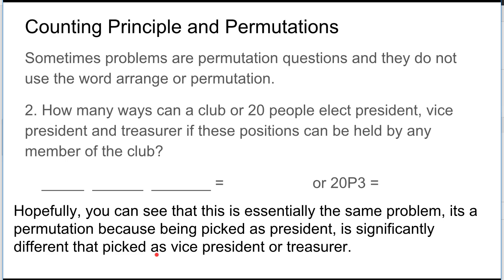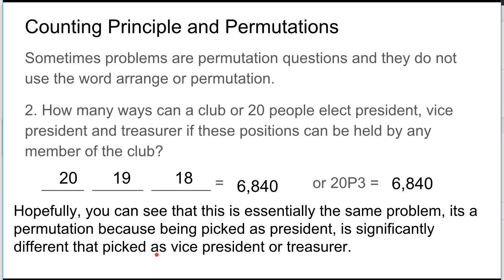Another example would be, say, how many different ways can a club of 20 people elect a president, a vice president, and a treasurer if the positions can be held by any member in the club? Well, again, it works the same way. I got 20, 19, and 18 different ways that the 3 spots could be done. Or again, if I think about it as permutation, I've got 20 objects, 20 people, and I'm going to arrange them 3 at a time. And that would end up being the same number.